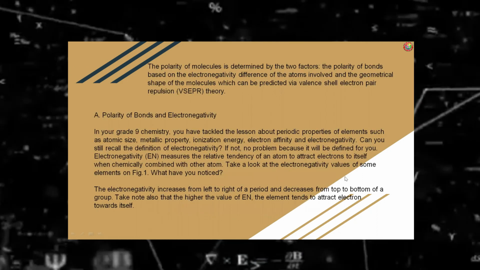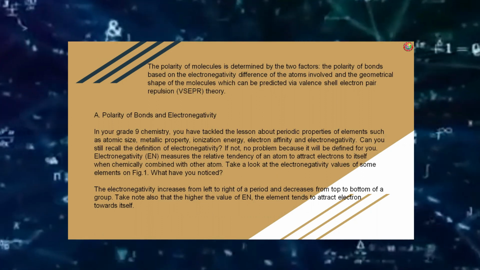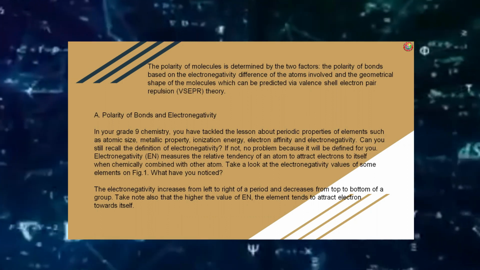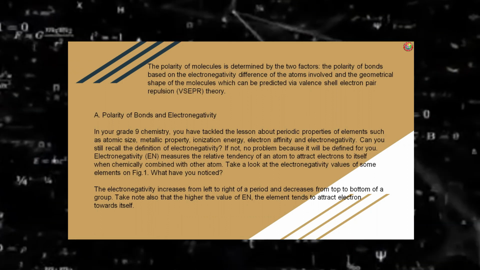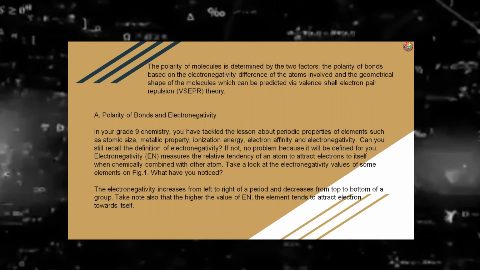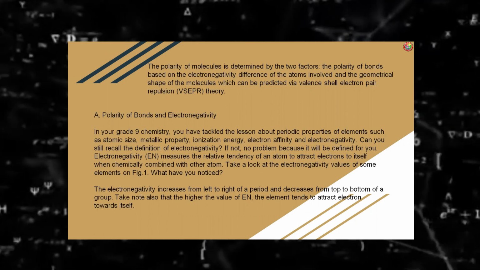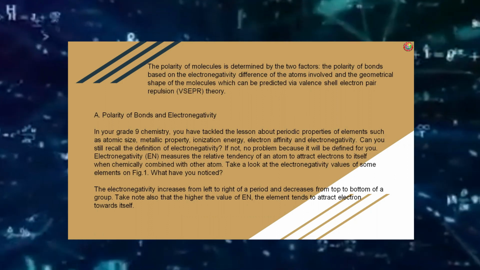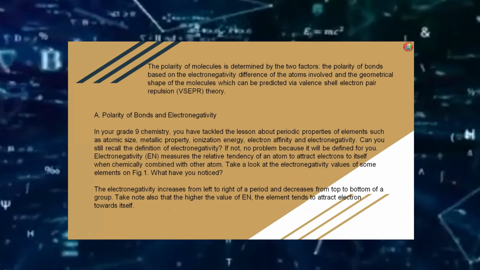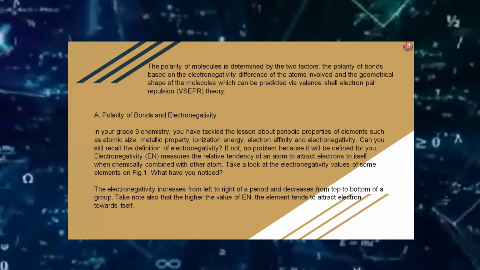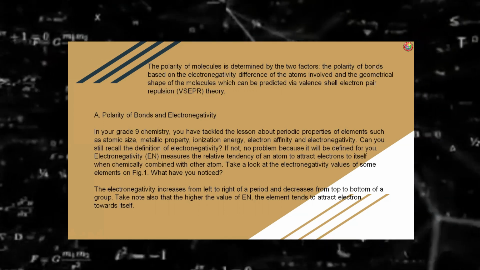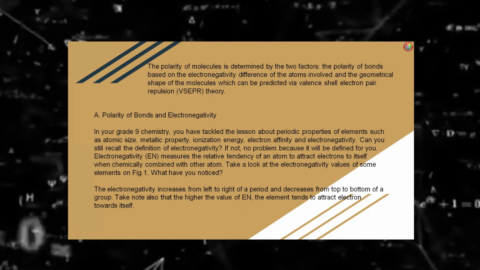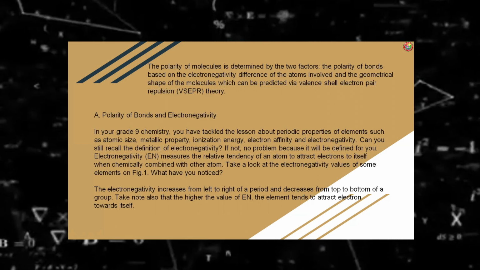The polarity of molecules is determined by two factors: the polarity of bonds, based on the electronegativity difference of the atoms involved, and the geometrical shape of the molecules, which can be predicted via valence shell electron pair repulsion theory. Polarity of bonds and electronegativity. In your grade 9 chemistry, you have tackled the lesson about periodic properties of elements such as atomic size, metallic property, ionization energy, electron affinity, and electronegativity. Can you still recall the definition of electronegativity? If not, no problem, because it will be defined for you.